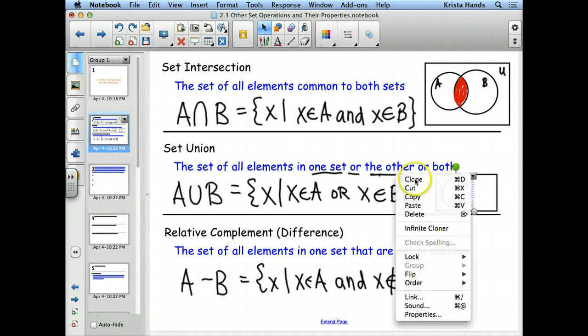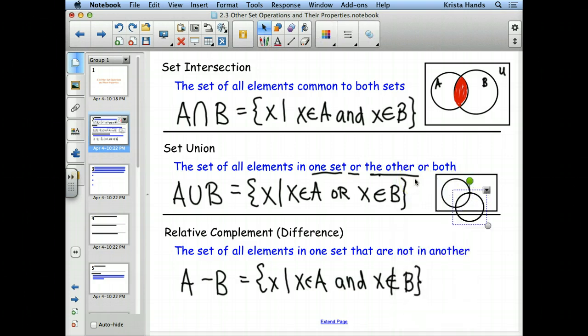This differently than last time. There we go. All right, so this is set A again, set B, the universal set.